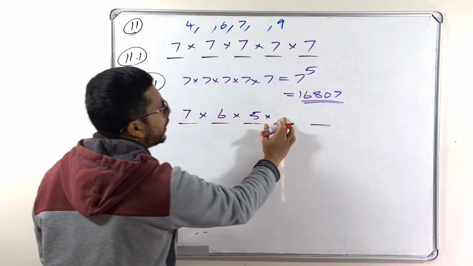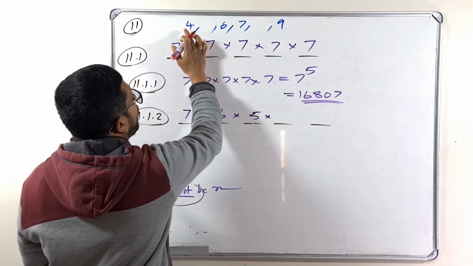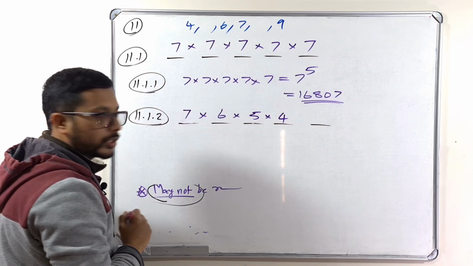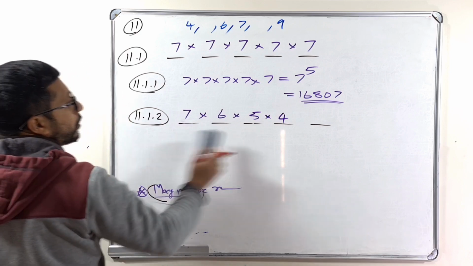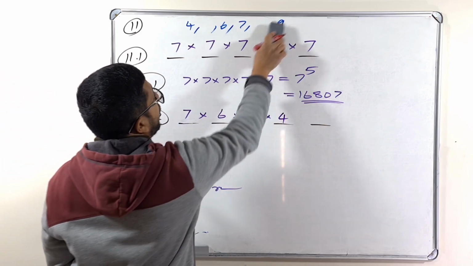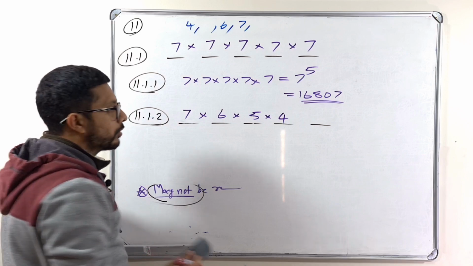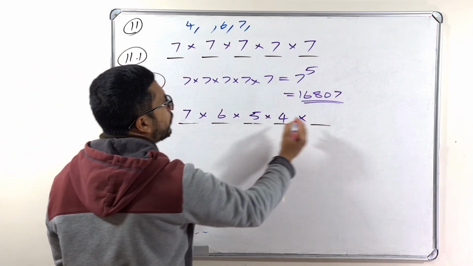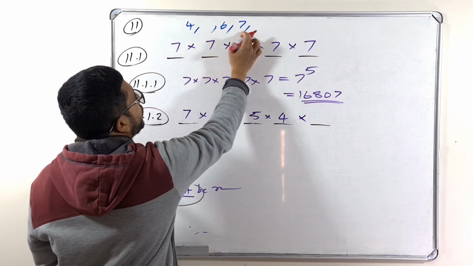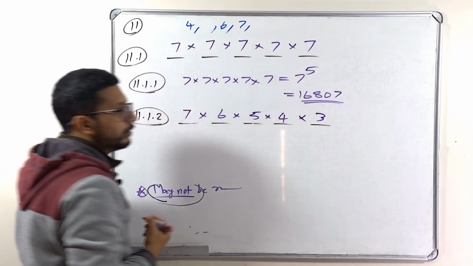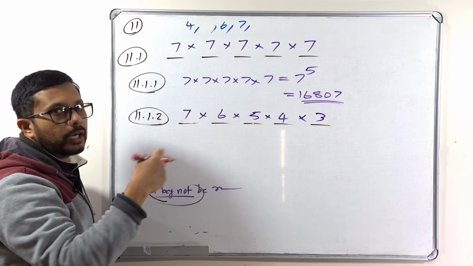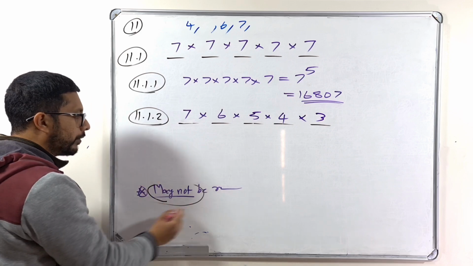So for this position, how many options do I have? 1, 2, 3, 4. 4 options. Do you understand? Assume that I wrote 9 here. For this position to be filled, how many options? Only 3 options. The number that you wrote, you can't repeat that again. That is the meaning of this 'may not'.